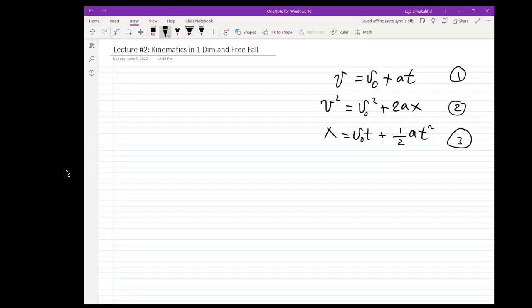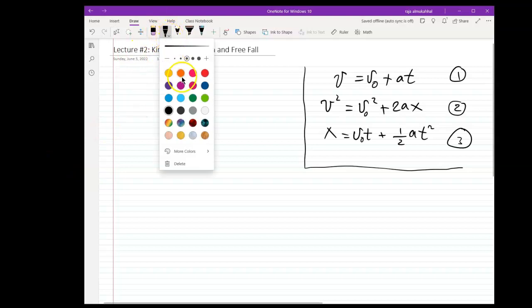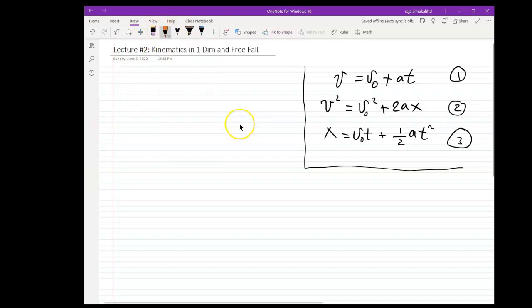Like I said, these equations allow you to predict the velocity. For example, given the initial velocity and the acceleration of the object, what is the future velocity of the object after some certain amount of time, t? You see what I'm saying?